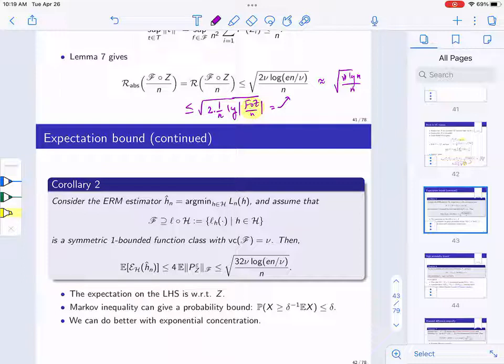That if I have an empirical risk minimizer, and let's say F is a class of functions that contains the loss class. I can always make F bigger and get an upper bound. So there is a symmetric one-bounded function class that contains the loss class. For example, this is not symmetric, so symmetrize it, call it F. And the VC dimension is nu, then we have this result.